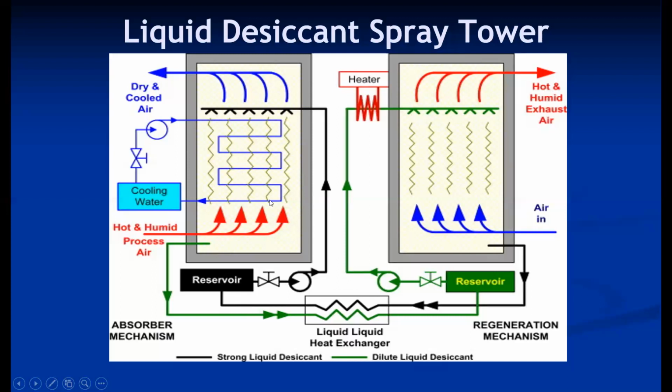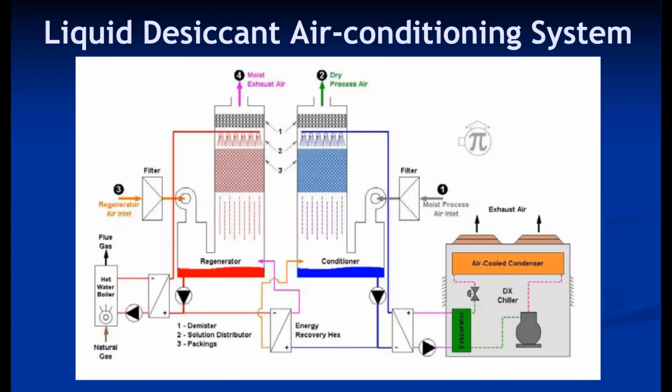So this is a liquid desiccant spray tower, where liquid desiccants like calcium chloride or lithium chloride are used. And in this tower, the sorption process happens, and in this tower a desorption process takes place. So this dehumidifier is used in combination with a vapor compression cycle. We can see here, this is a chiller, and with the help of the chiller, the liquid desiccant is chilled.